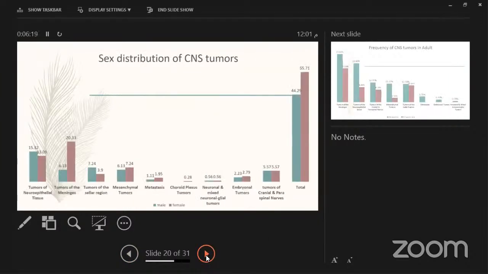As I said, the tumors were predominant in females, 55%, while males were only 44%. The most common CNS tumor affecting males was gliomas, 15%, followed by cellular tumors, 6%, while the other tumors are more prominent in females. Cranial nerve and paraspinal tumors, which I mean nerve sheath tumors, are equally distributed in both sexes.